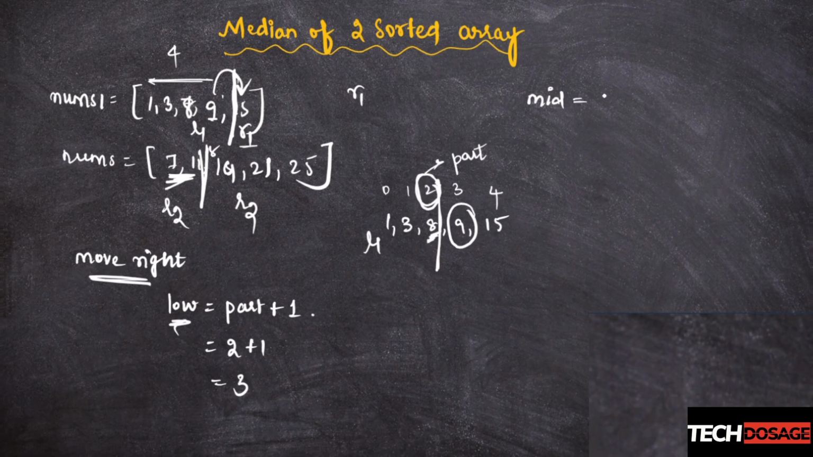Now I get mid is equal to 3 plus, the index is 0, 1, 2, 3, 4, so 3 plus 4, the highest index, divided by 2, which is 7 by 2, which is equal to 3.5. Do we have any 3.5 index? No, right? So we take the integer part alone, the index 3. Now, where is the index 3? Index 3 is this 9.